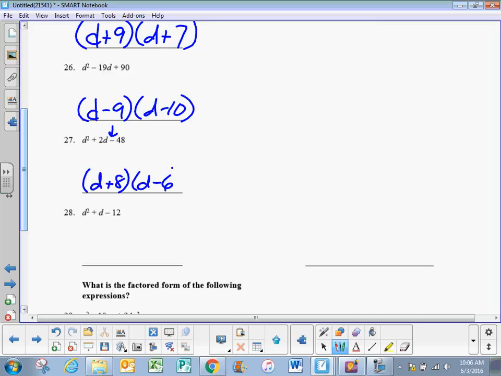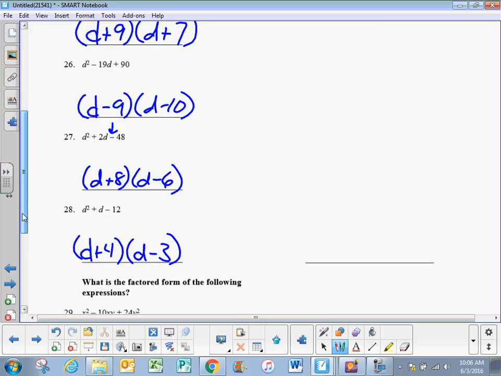Wait, it could be that way, right? So it's negative 16. No, it's just the adding. It could be d minus 6 times d plus 8, but you could have d minus 8. No, I put d minus 6 first. That doesn't matter. That's fine. This one would be d plus 4, d minus 3.